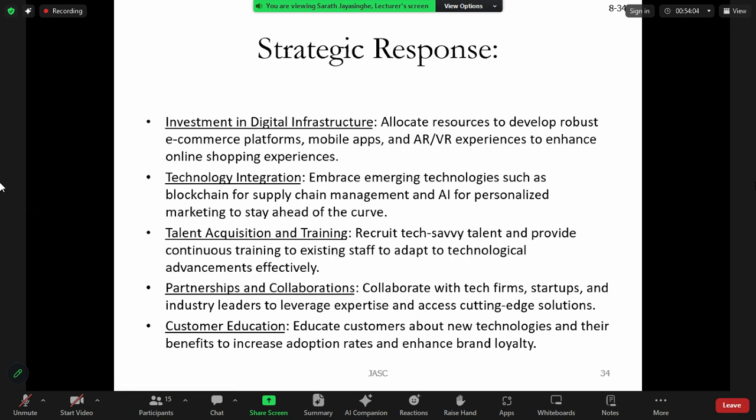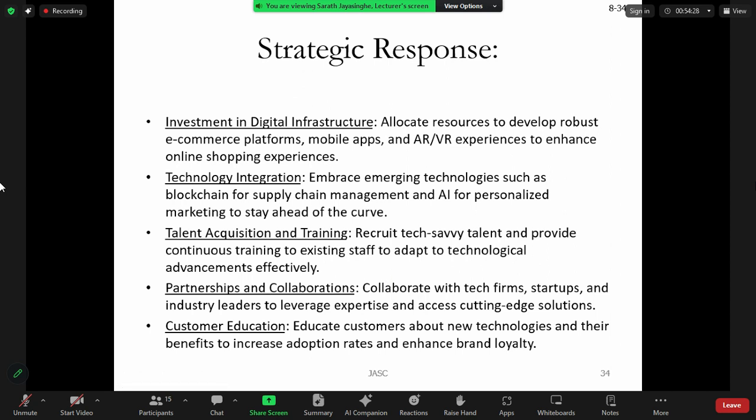Investment in digital infrastructure: allocate resources to develop a robust e-commerce platform, mobile application, and AR/VR experiences to enhance engagement. Then technological integration will be there, and talent acquisition and training, partnerships and collaboration, and customer education. These are the things. This is some kind of elaboration.